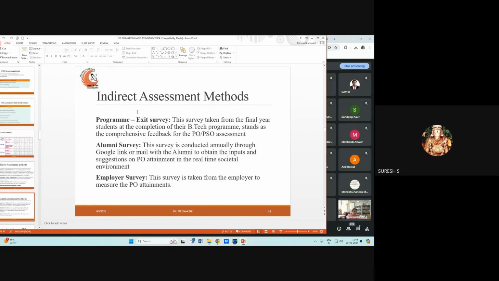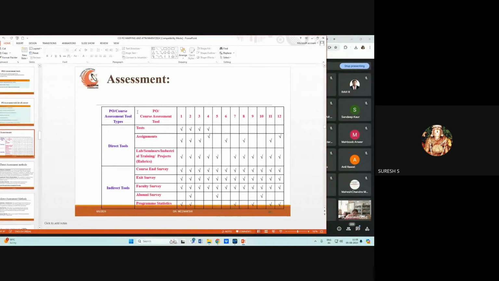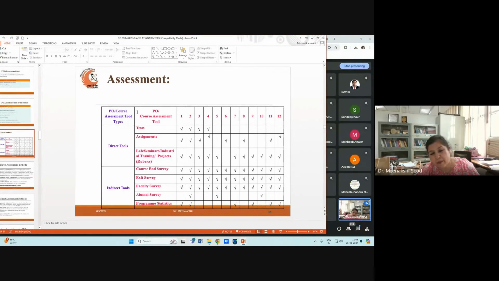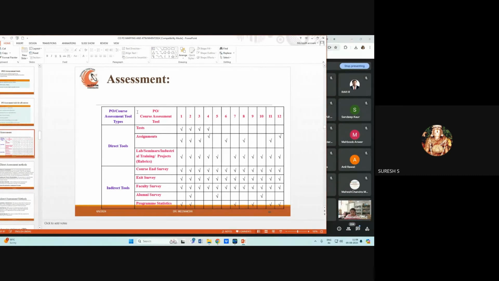Excuse me, ma'am. Yes, sir. In the previous slide, you have given a tick mark against the PO. Normally we used to give 1, 2, 3, whether slightly mapping or strongly mapping. It is not really mapping; it was just to show that they are related. You can do it 3 to 1. Mapping can be done in the beginning only. Okay, ma'am.